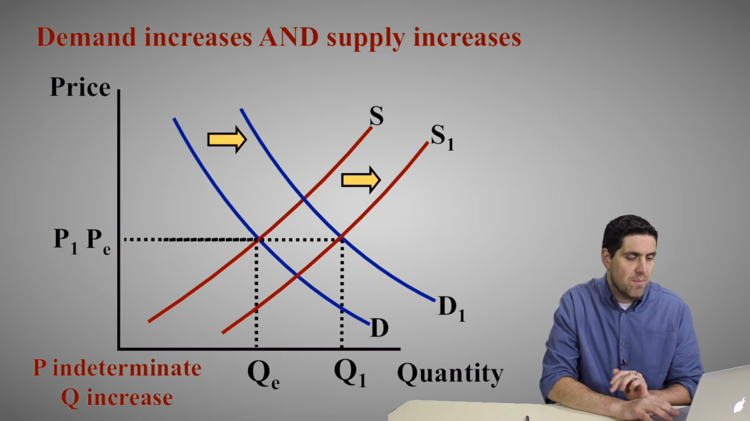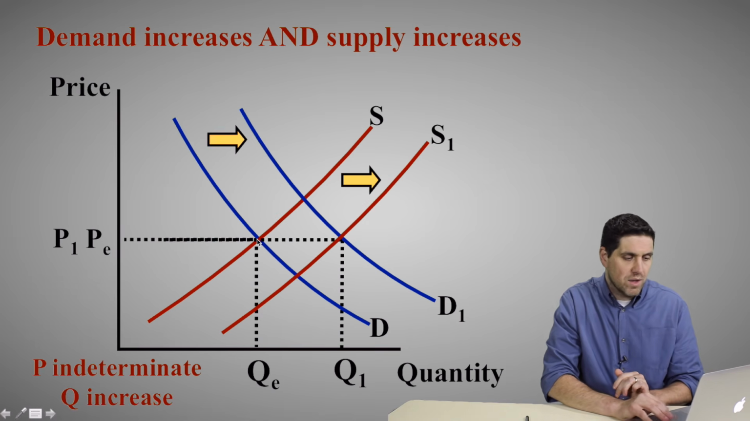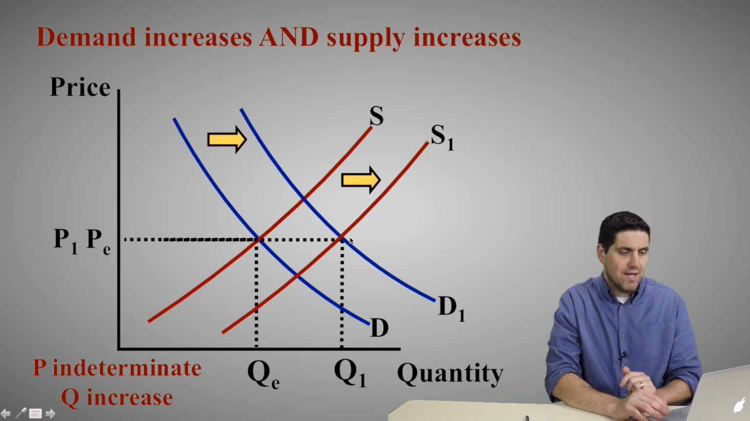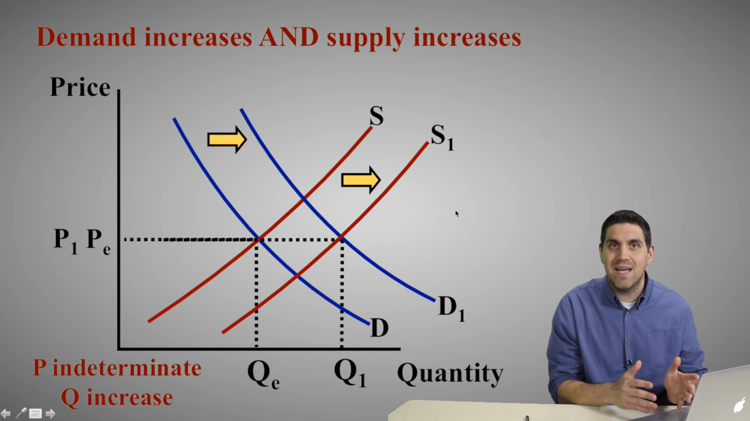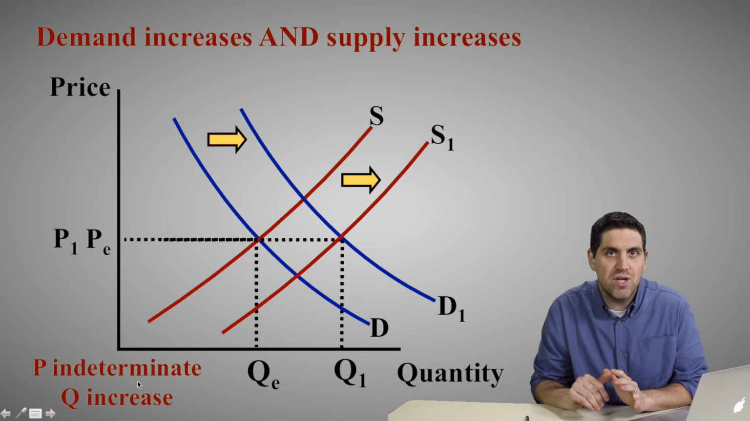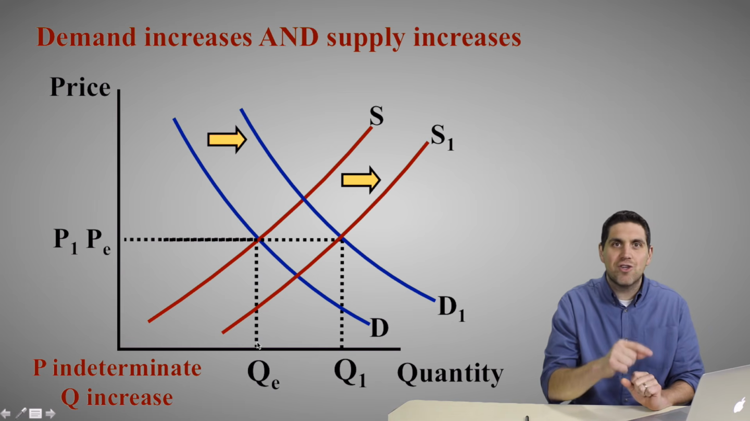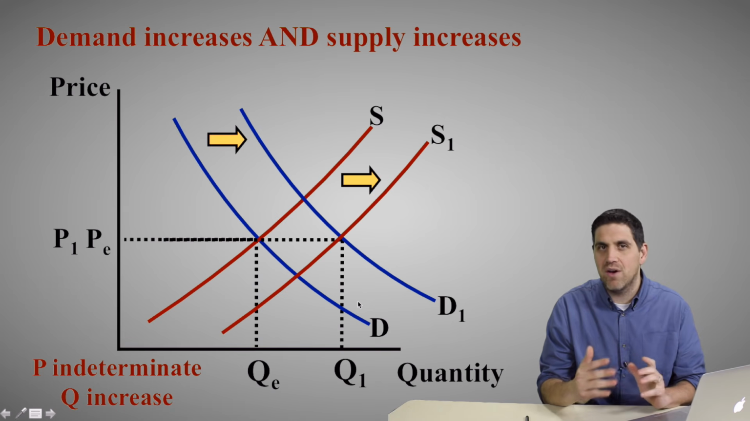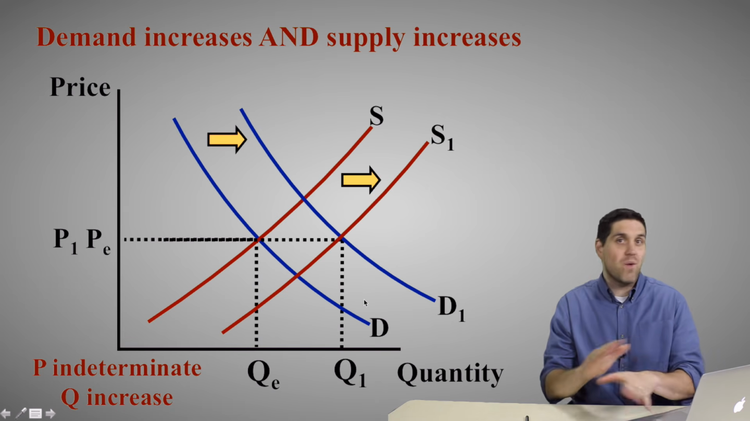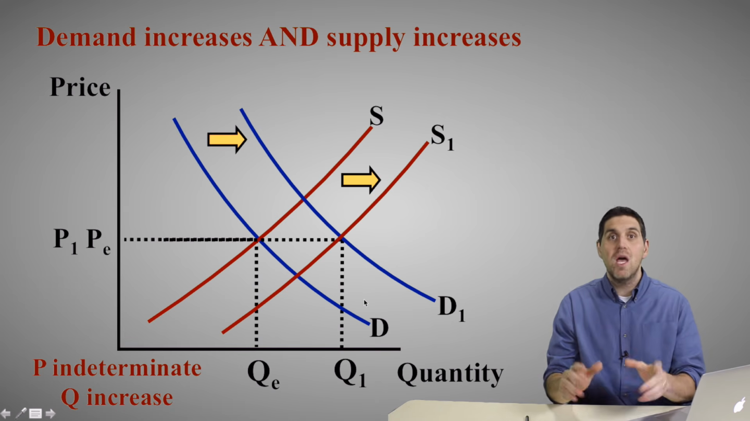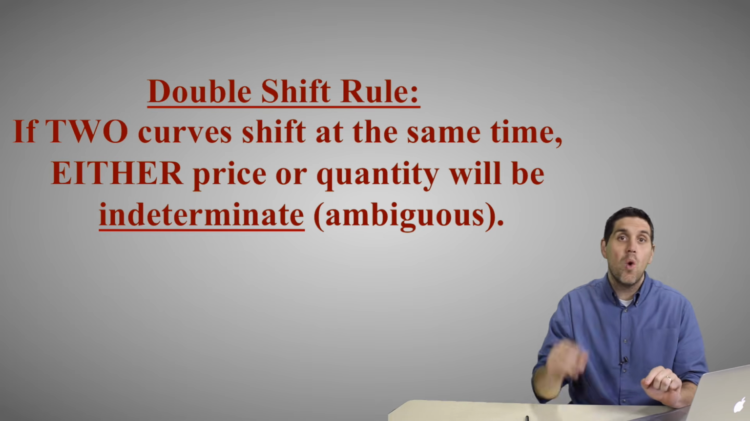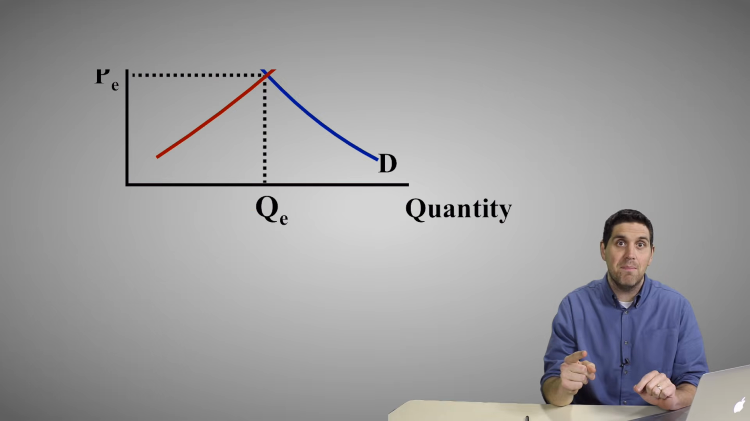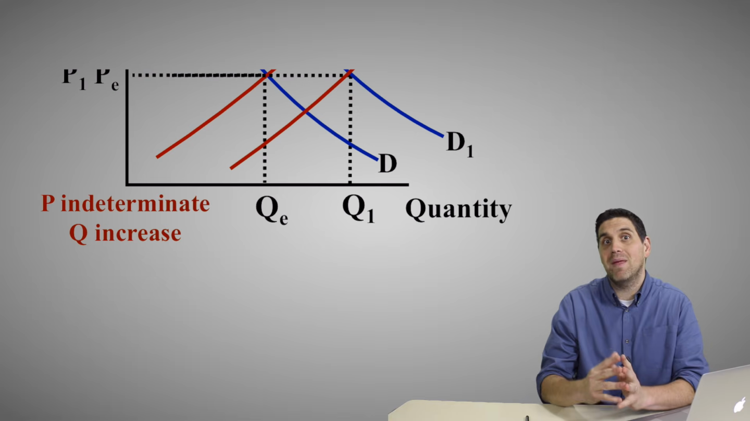We started at equilibrium right here. We ended at equilibrium right here. So that tells you what happened on the graph. And now it looks like quantity went up and price stayed the same. But remember, when it comes to double shifts, the price is indeterminate. You can't tell. It depends on the severity of the shift. Now, I've got another video explaining that concept called double shifts. But just right now, remember, there's a key rule, and the key rule is always: when two curves shift at the same time, either price or quantity is going to be indeterminate.